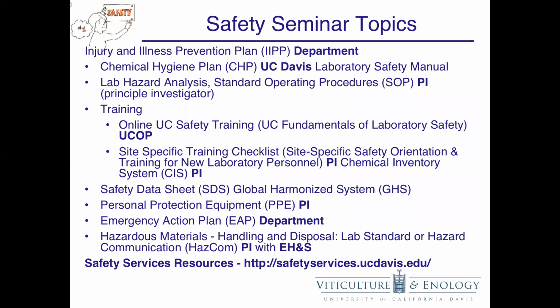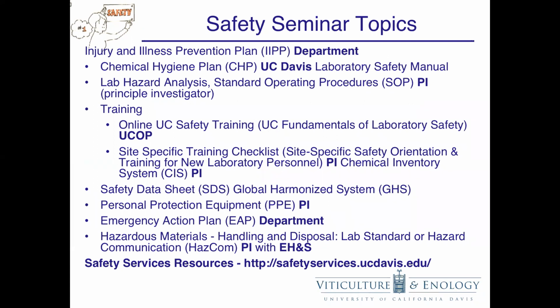These are the main topics that we will discuss today. The Injury and Illness Prevention Plan, or IIPP, which is filled out and provided to employees and students by the department. The Chemical Hygiene Plan, which is in the Campus Distributed Laboratory Safety Manual. Lab Hazard Analysis Tool, or LHAT, and Standard Operating Procedures, which are lab-specific and completed and distributed by the PI.